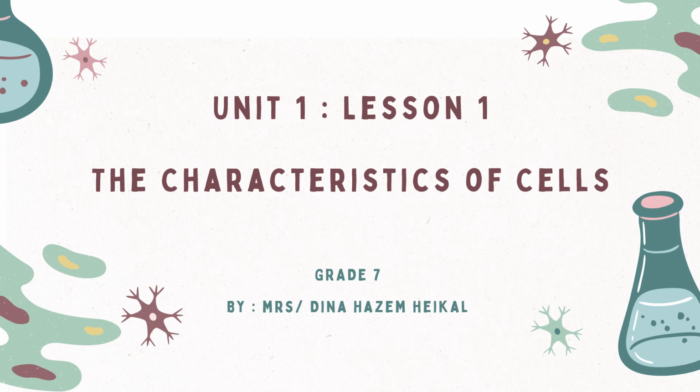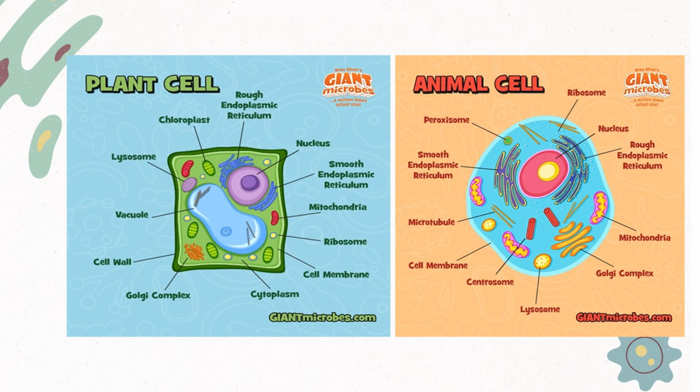Now we will continue the second part of the characteristics of cells. We have two diagrams: plant cell and animal cell. We have some common parts in animal cell and plant cell. Plant cells have a cell membrane and animal cells have a cell membrane. Plant cells have a nucleus and animal cells have a nucleus. We also have lysosomes in both plant cells and animal cells.